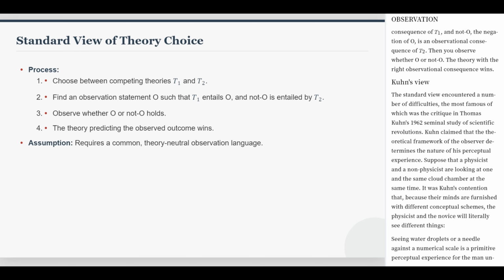Simple, elegant, rational. This whole process assumes implicitly that there's a shared neutral language for talking about observations, a language free from the biases of either T1 or T2. Everyone can agree on what O means, regardless of which theory they currently favor. This seemingly objective basis for theory choice was a cornerstone of the scientific enterprise as understood at the time.